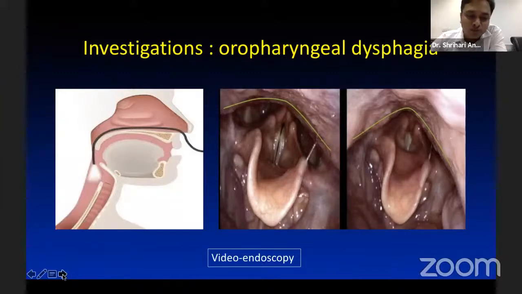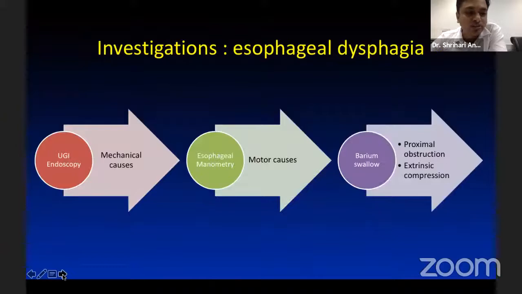However, we are focusing more as gastroenterologists on esophageal dysphagia, so that would be the major talking point in my discussion subsequently. For a patient who presents to you with esophageal dysphagia, three important investigations are done. One is an upper GI endoscopy, which would help you with the diagnosis of mostly mechanical causes. Then an esophageal manometry, which helps you in diagnosis of motor causes of dysphagia. And barium swallow, which gives you additional information, and is especially useful in finding out the reasons for proximal obstruction, and sometimes for any reasons for extrinsic compression.